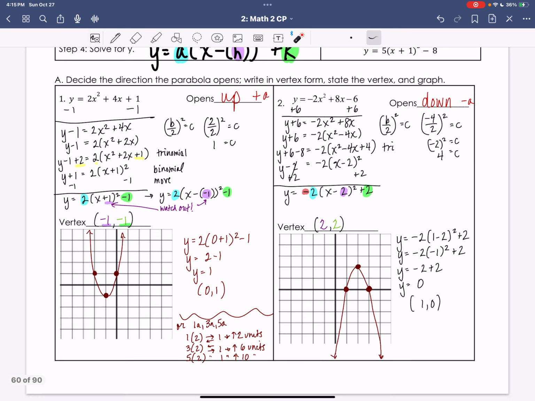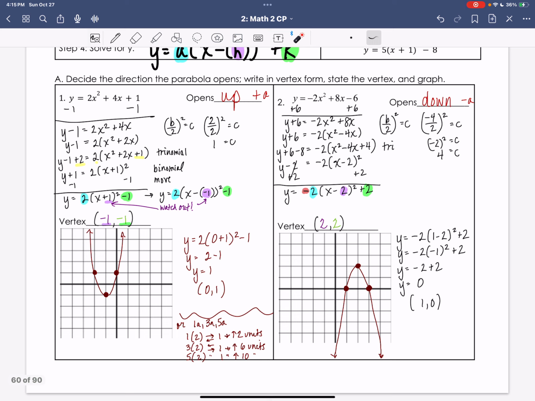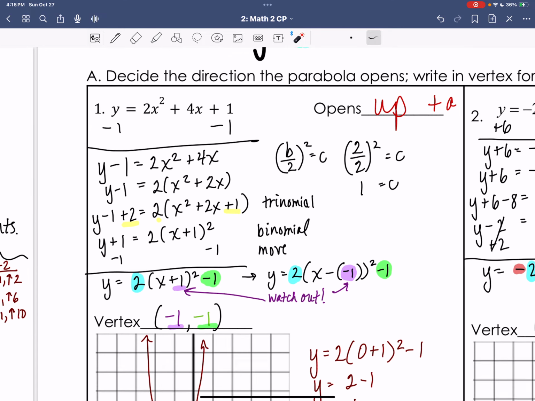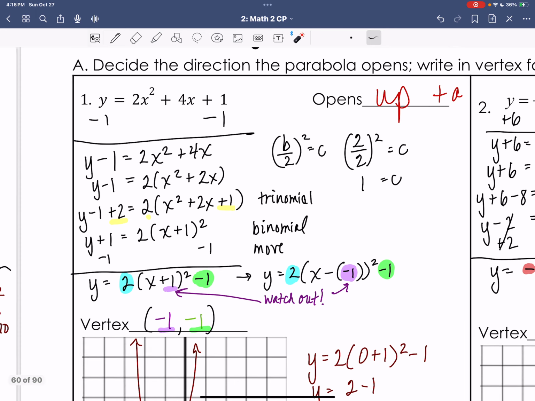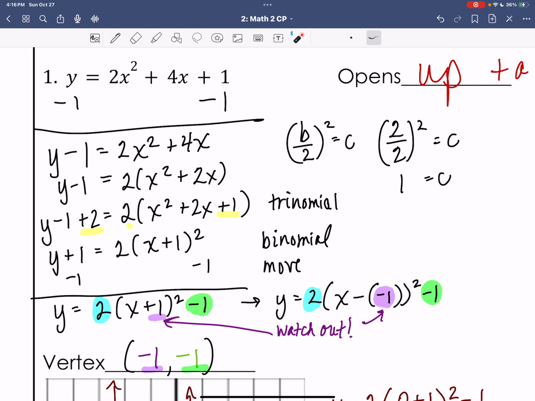So what we're going to do is decide the direction the parabola opens, write it in vertex form, state the vertex, and then graph it. So it's a lot of parts. So first off, let's go ahead and start right here. So we're going to subtract 1, because we're moving this one over here.